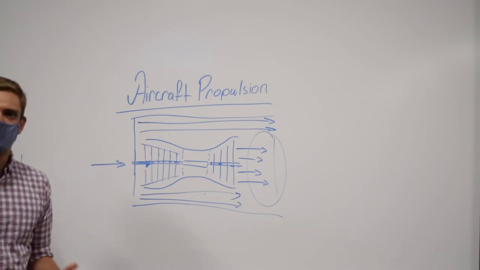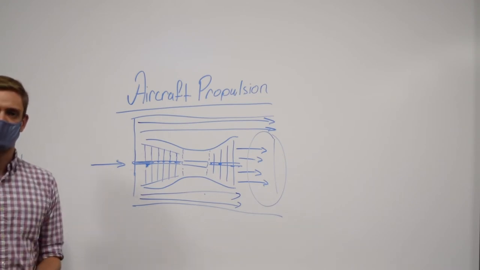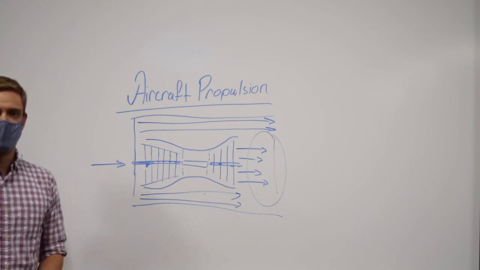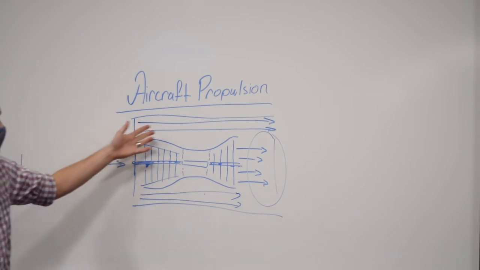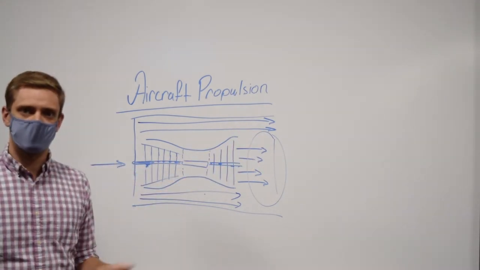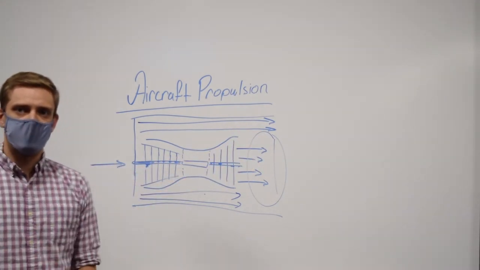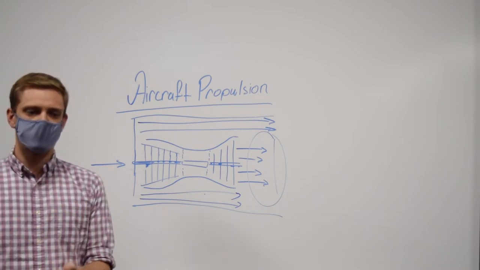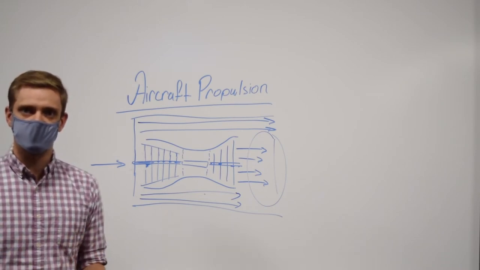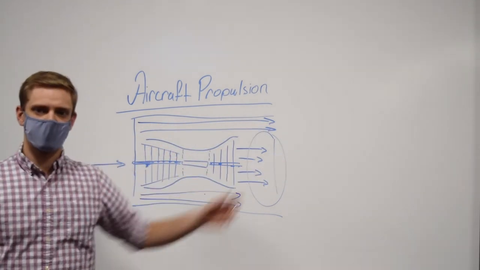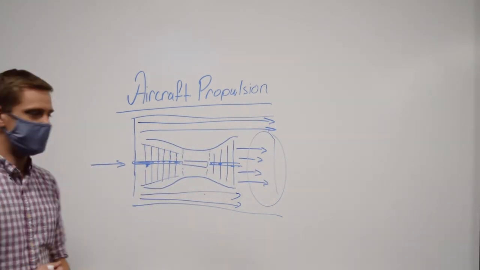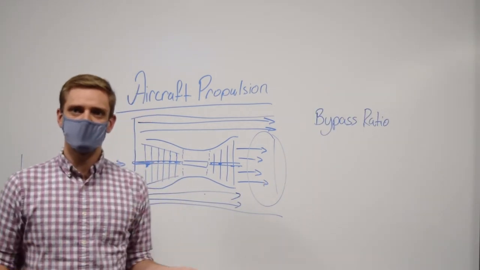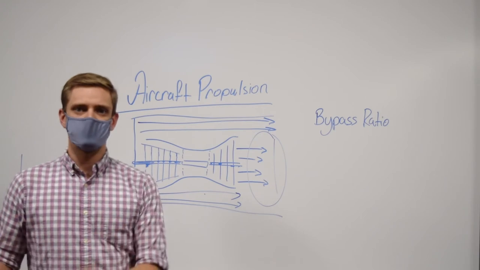And this is what you see on most of your commercial airliners nowadays, because it allows you to achieve high speeds approaching Mach 1, but it is also very efficient because you have this air that is bypassing the engine. And as jet engines have progressed, engines have become more and more high bypass engines, which means that more air is going around the turbine itself than is going through it. This is determined by a bypass ratio, and the higher this ratio is, typically the more efficient the engine is.